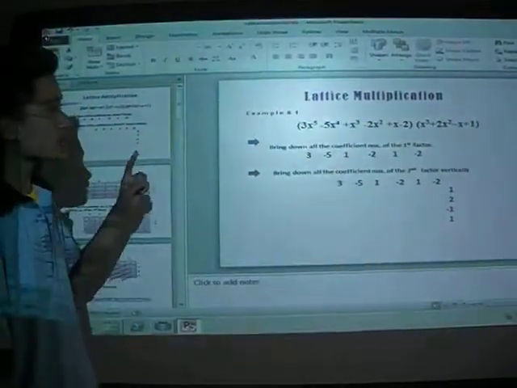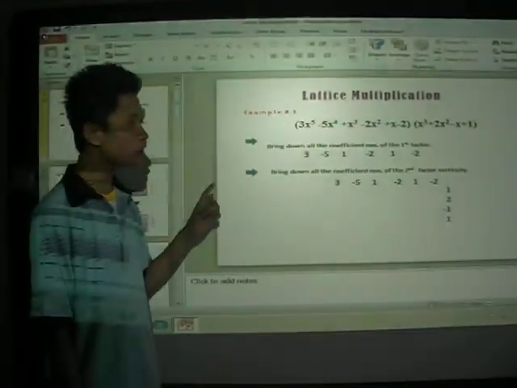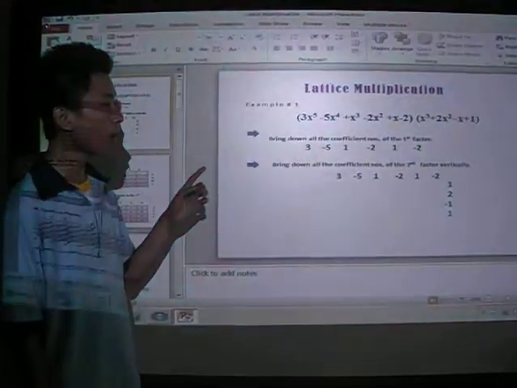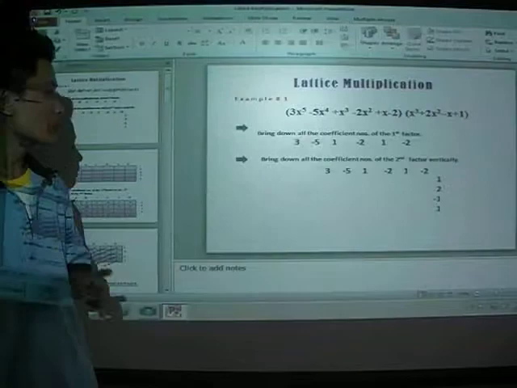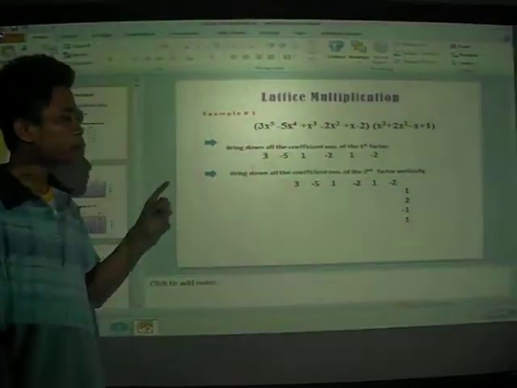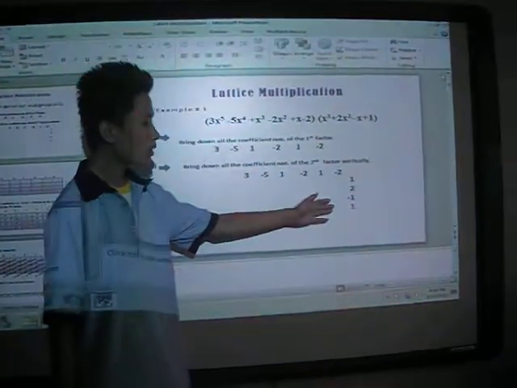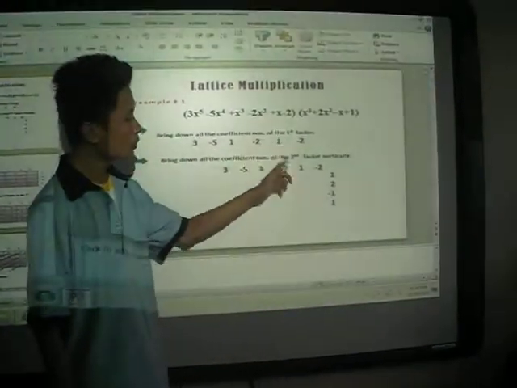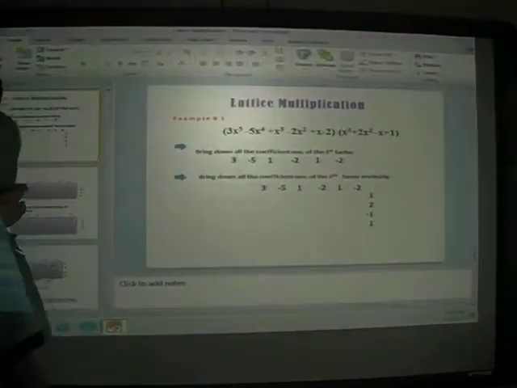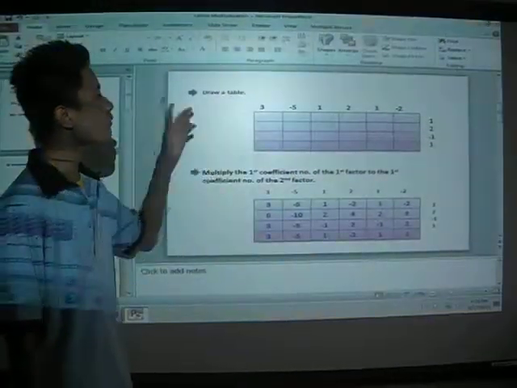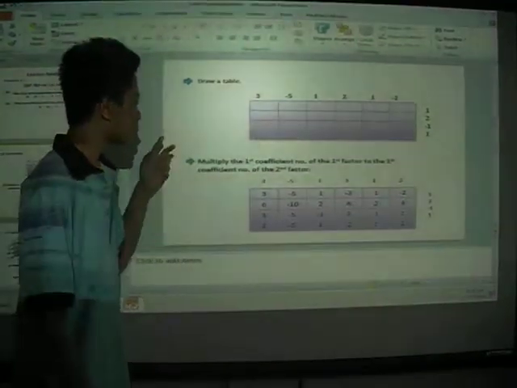The first step to the lattice multiplication is to bring down all the coefficient numbers of the first factor. We have 3, negative 5, 1, negative 2, 1, and negative 2. The second step is to bring down all the coefficient numbers of the second factor vertically, like this. We have 1, 2, negative 1, and 1. The next step is to draw a table and column it by its numbers vertically and horizontally.